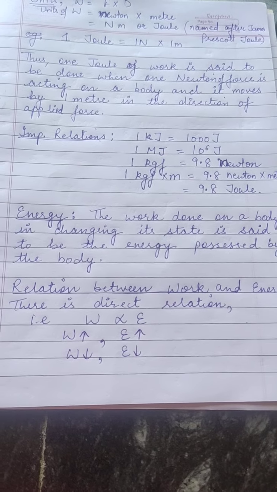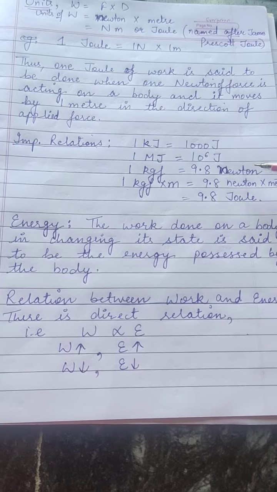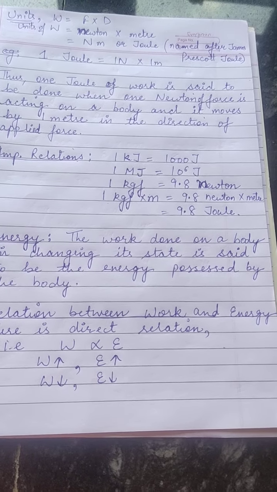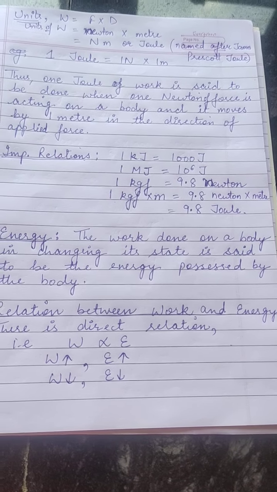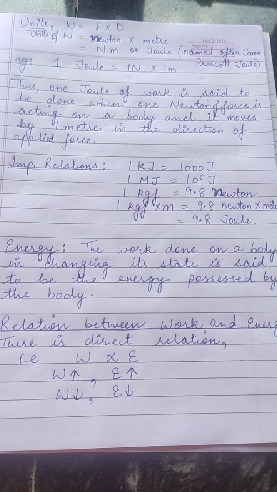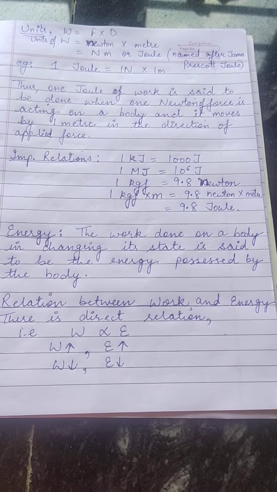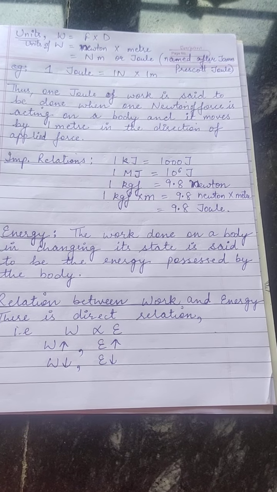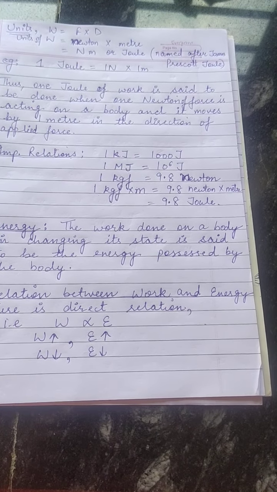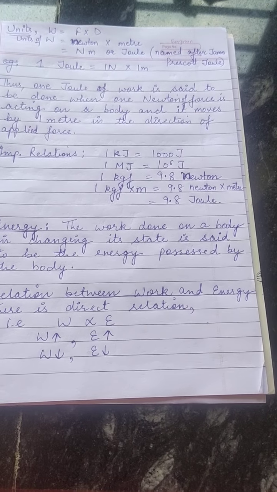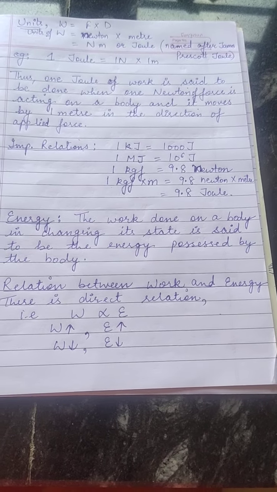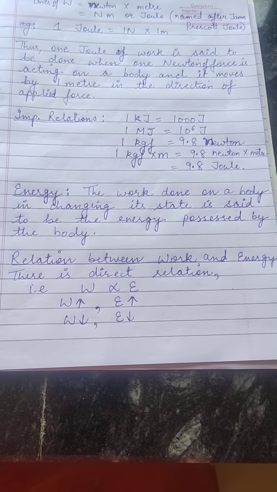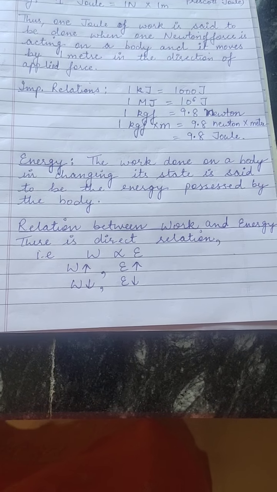Next come other bigger units of energy, that is 1 kilojoule, that is equal to 1000 joule, and 1 megajoule, that is equal to 10 raised to 6 joule. 1 kgf equals 9.8 Newton. If kgf is the gravitational unit of force, then the gravitational unit of energy will be 1 kgf into meter, that will be equal to 9.8 Newton into meter, that is equal to 9.8 joule. So this is again a very important relation that you will be using in your numericals.